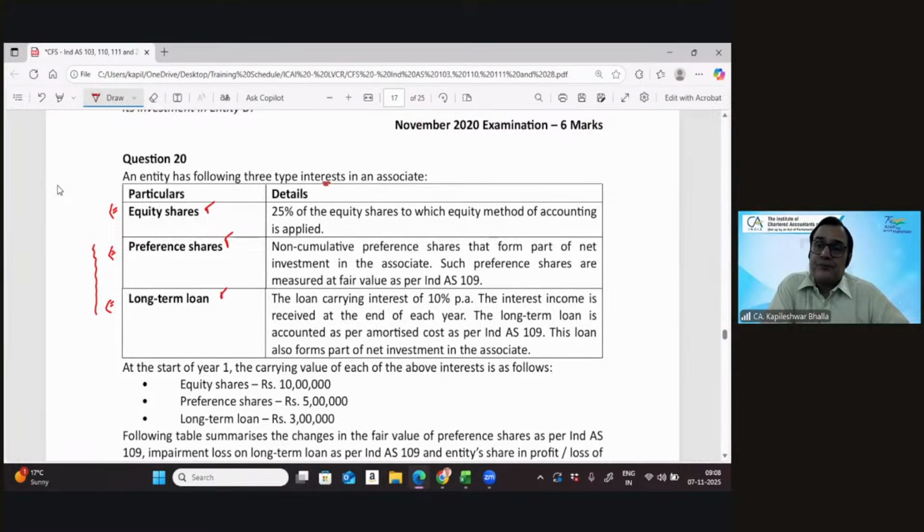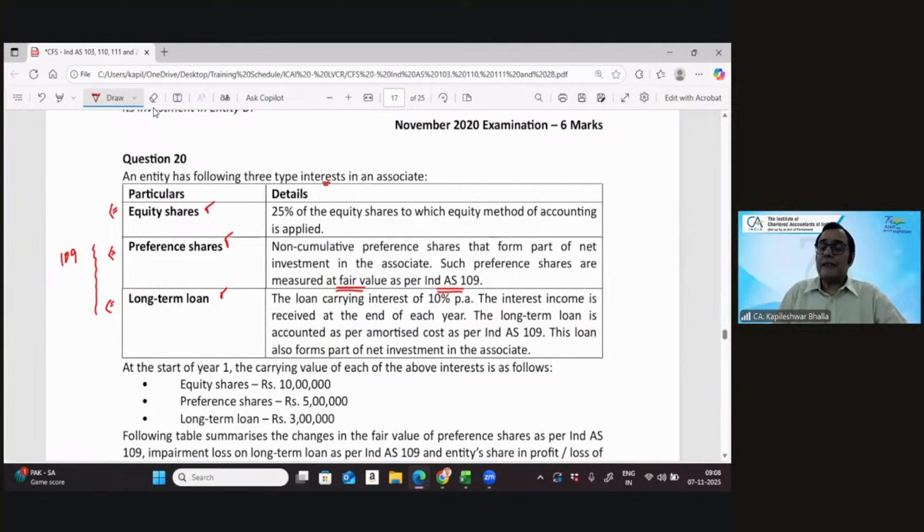As an investor, you've got other than equity shares, preference shares and long-term loans in an associate company. So in these standalone financials, would they be covered under Ind AS 109? What do you say? Yes or no? Though the answer is already given on the right hand side, on the safe side I'm still putting that question across to you. It says the non-cumulative preference shares are a part of net investments and are measured at fair value as per Ind AS 109. So undoubtedly, this is covered under 109.